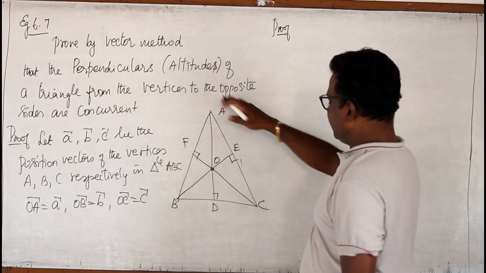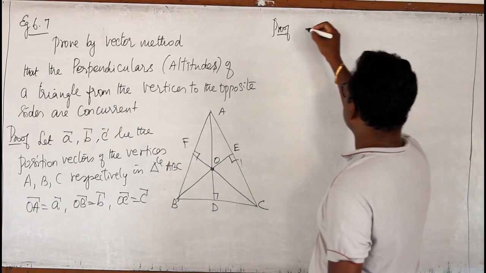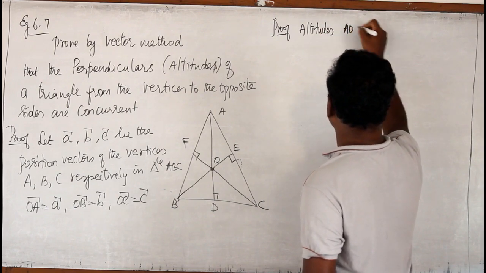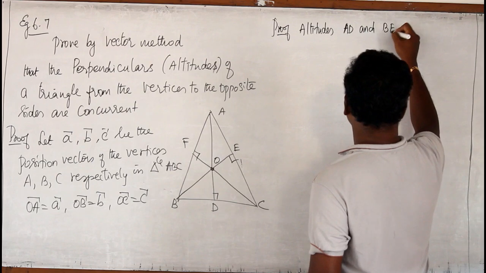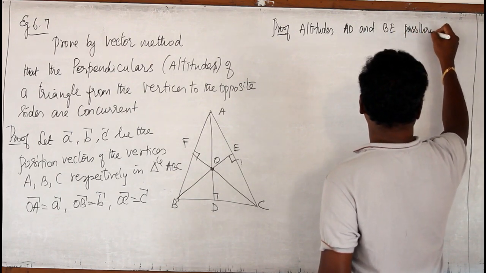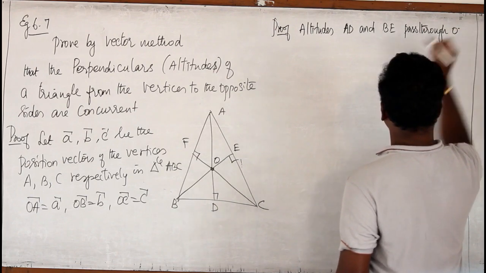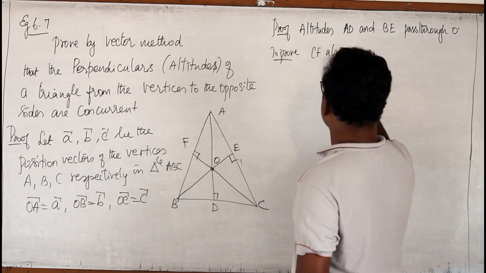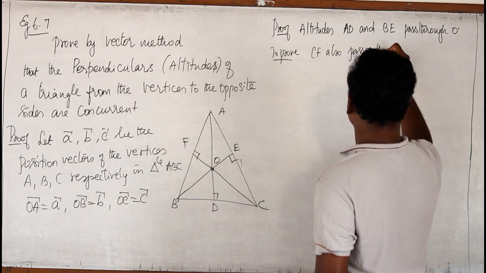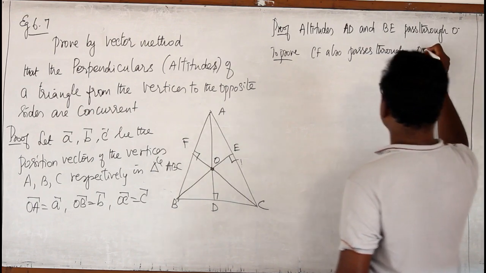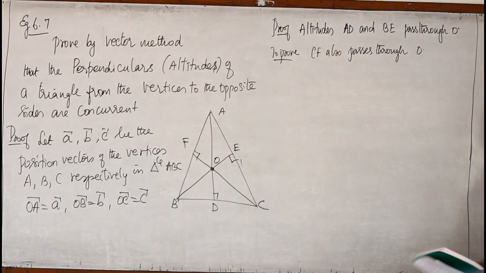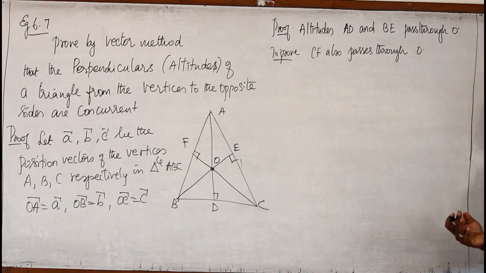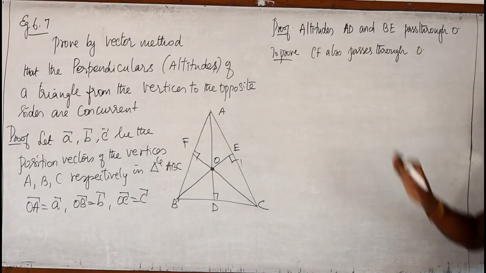So, we have that altitudes AD and BE already pass through O. So it's enough to prove that CF also passes through O. This is what I have to do. Let me say altitudes AD and BE pass through O, so it's enough to prove only that CF passes through O. So CF also passes through O, we should try to prove.